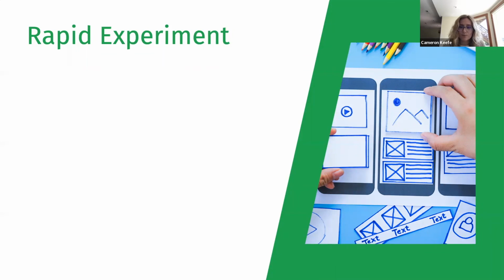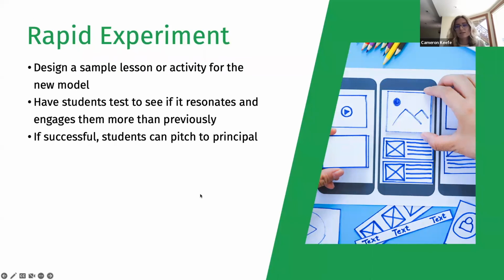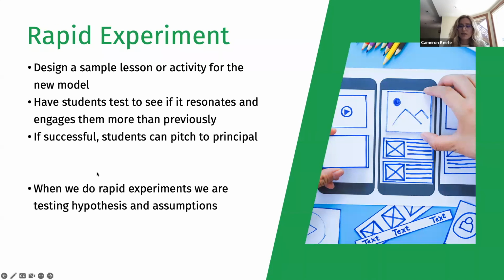To continue with our example, we would design a sample lesson or activity for the new curriculum model and then have students see if it resonates with them or if it engages them more than the previous lessons did. If this is successful, the students can then pitch to the principal to get feedback and try to get a new curriculum installed. It's important to remember when we do rapid experiments that we are testing our hypothesis and assumptions. So because our assumption about this new curriculum model is that students will be more engaged, we need to prove it by working with the students to get their feedback and opinions.